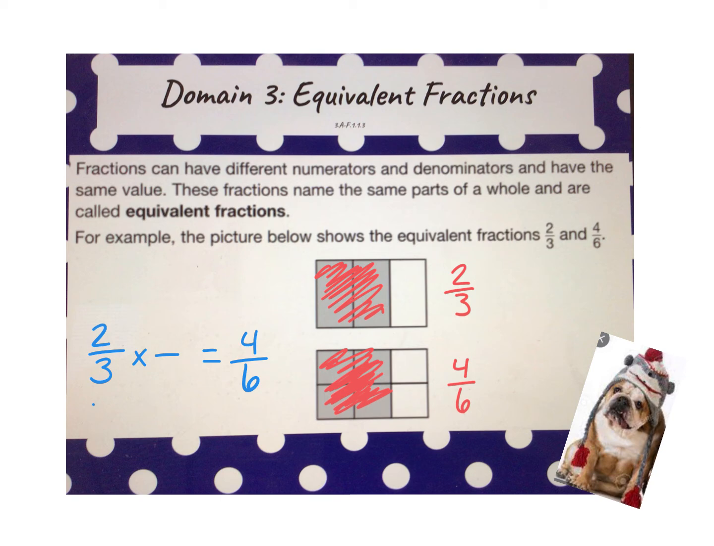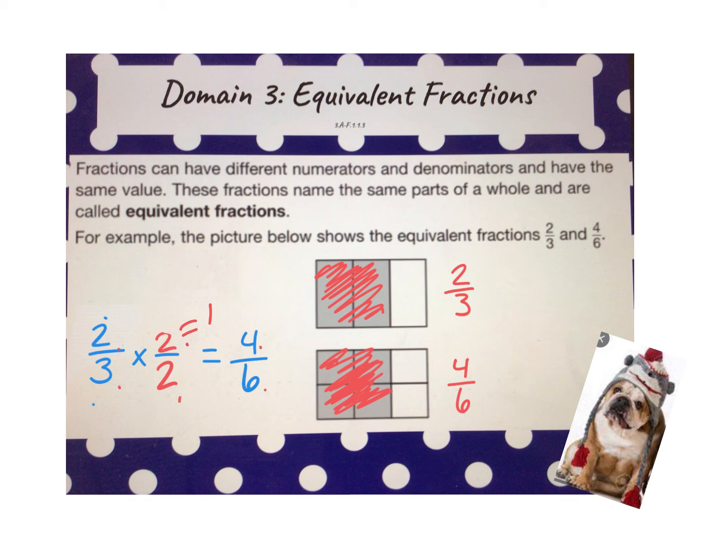So I can ask myself, 2 times what equals 4? Well, I know 2 times 2 does equal 4. And I can ask myself, what is 3 times something that equals 6? And 3 times the same number, 2, does equal 6. And so I know that 2/2, remember, does equal 1 whole. So we're doing 2/3 and we're multiplying that by the fraction 2/2. And so 2 times 2 is 4, 3 times 2 is 6.